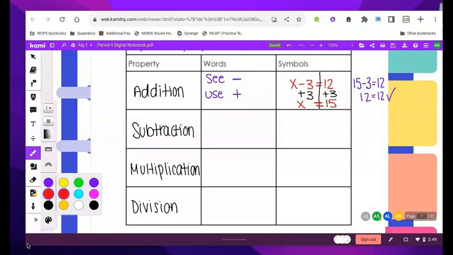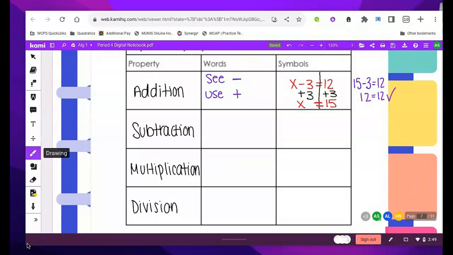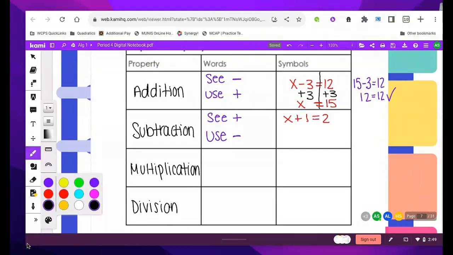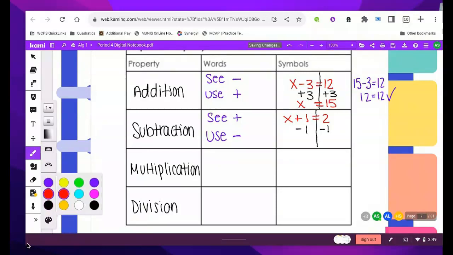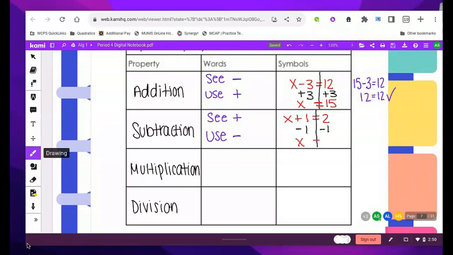Let's go ahead and look at an example of subtraction. So the subtraction property, when we see addition, we use subtraction. We're always doing the opposite. So what if we had the equation x plus 1 equals 2? I see addition, so I'm going to draw my line, and I'm going to use subtraction. I'm going to do the opposite, and I'm going to subtract 1. So x is equal to 2 minus 1, which is equal to 1.